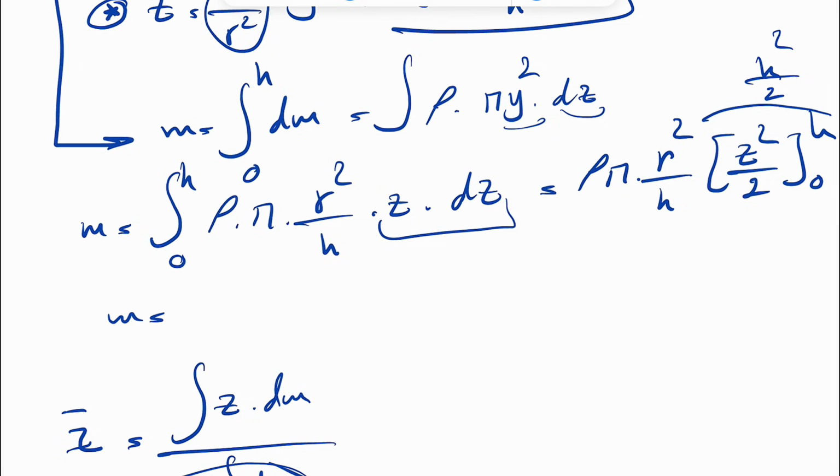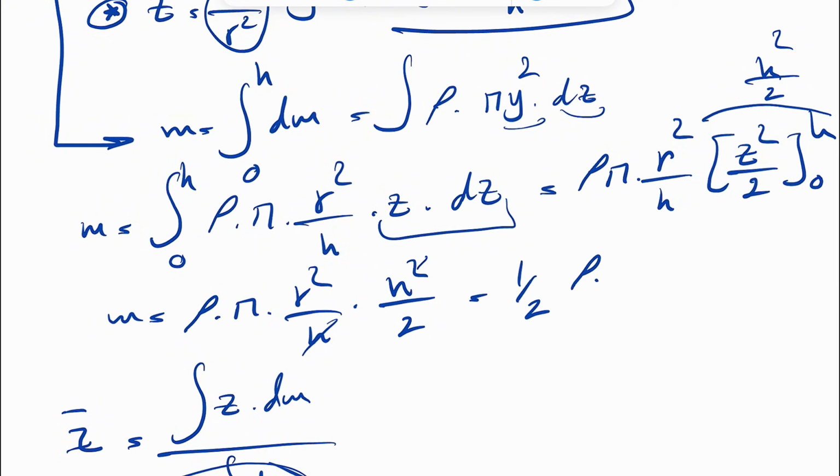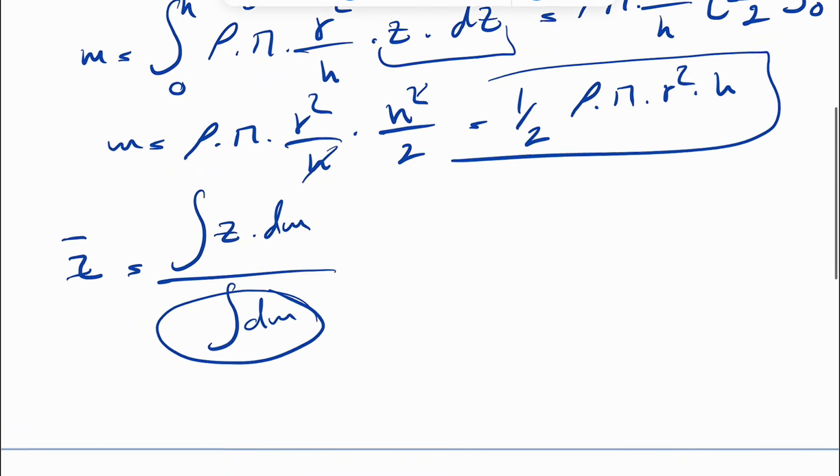So one of the h will be cancelled out, so let's write it down: rho pi r squared h times, so these two will be cancelled out, and we're going to get 1/2 of rho pi r squared h. So now we have the denominator, we just have to figure out the numerator.